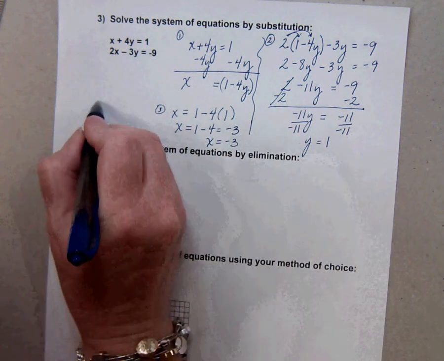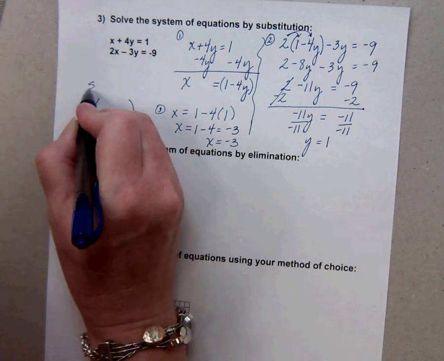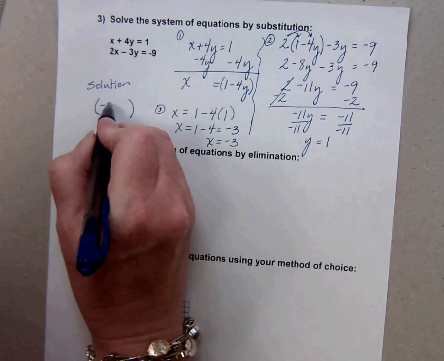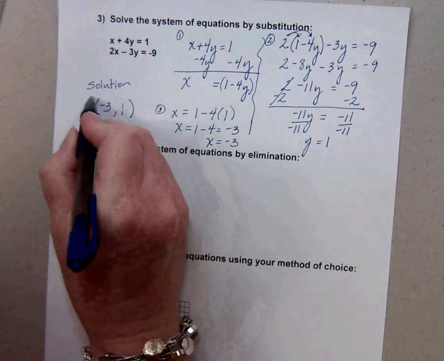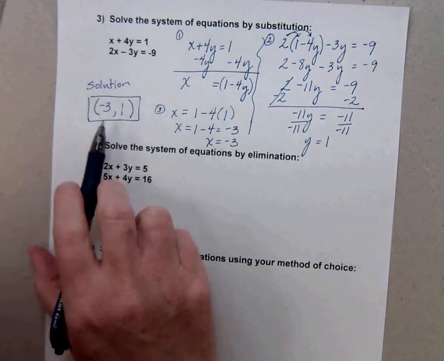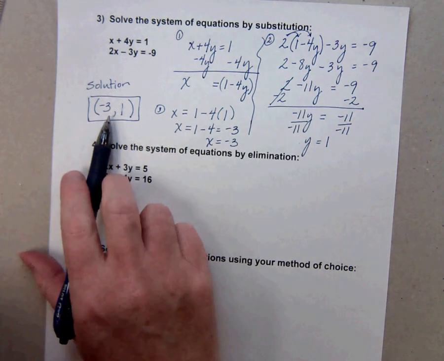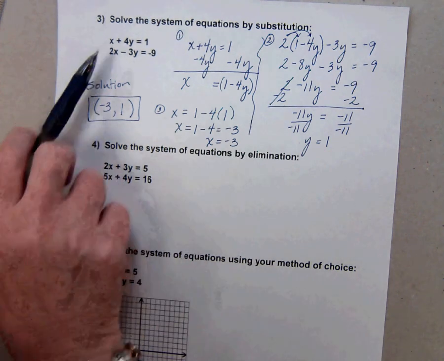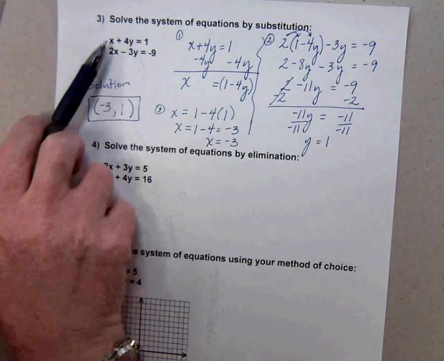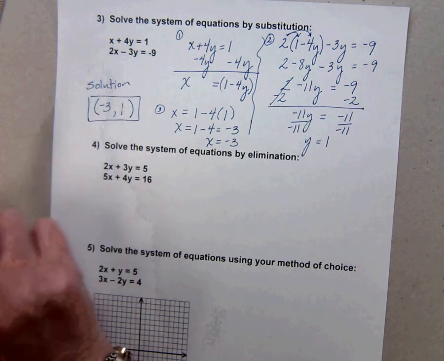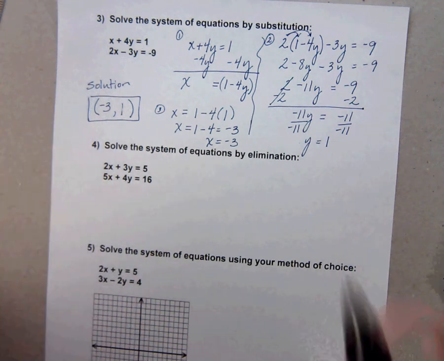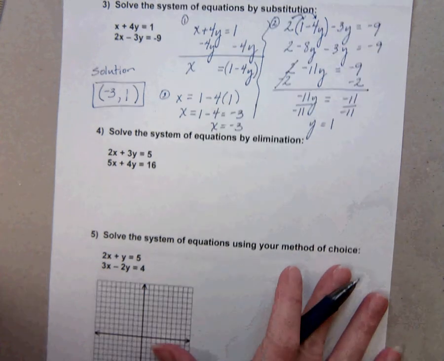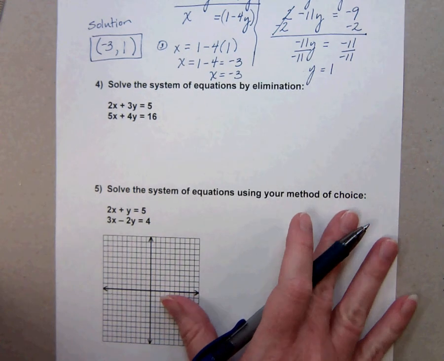Now when you write your answer in an ordered pair, you have to list your x and then your y. So negative 3, positive 1 is a solution. Now if you want to use your calculator to check the solution, you can always replace the negative 3 for the x value and the 1 for the y value. You could do that with both equations to see if you got the same answer in the equation. That's called substitution.